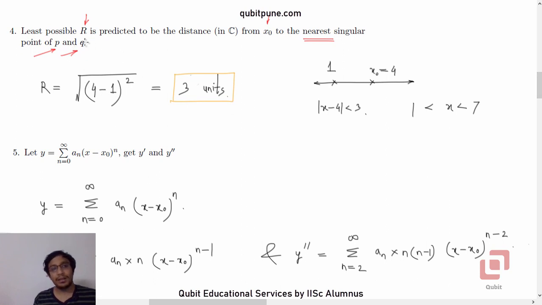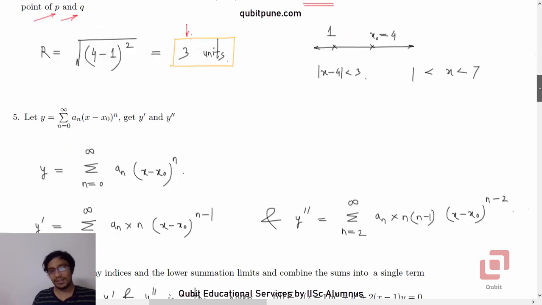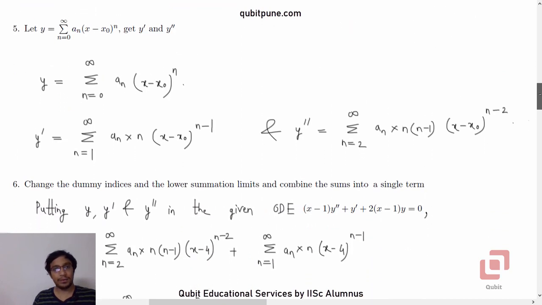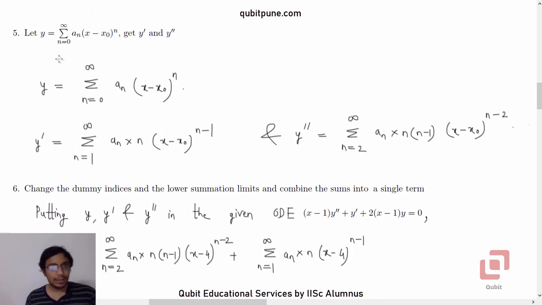So having identified the least possible radius of convergence, in this case it is going to be 3 units, it's now time to bring in the power series representation of y, or the unknown function. Once we get the coefficients a n, our job is done. So let us assume that y is in the form summation as n runs from 0 to infinity a n multiplied by x minus x naught to the power n, and from this get y prime and y double prime.